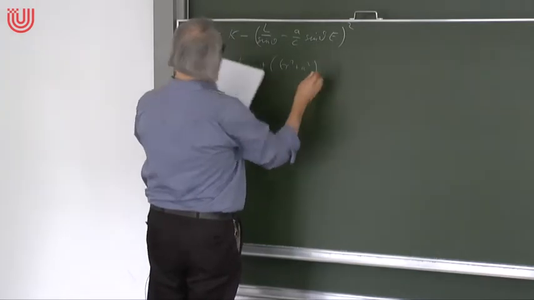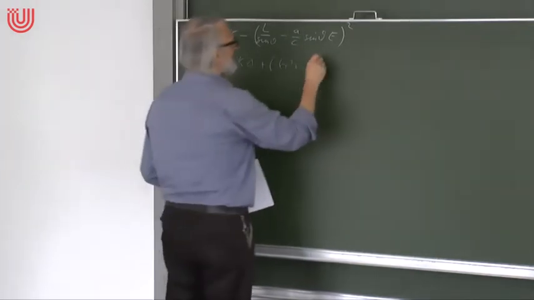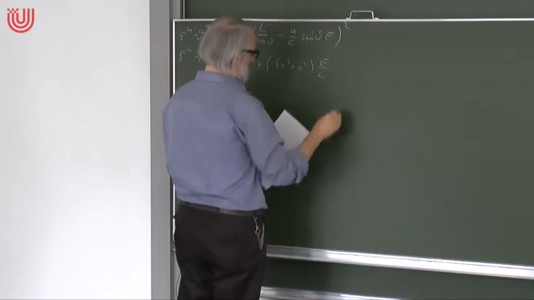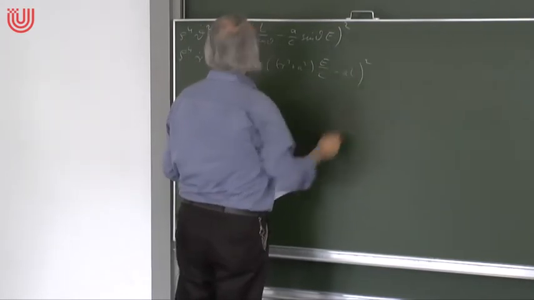What letter is this? I cannot read my own handwriting. It seems to be an E. E over C minus AL.